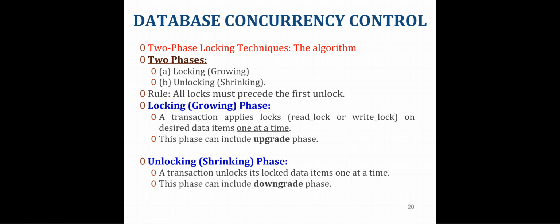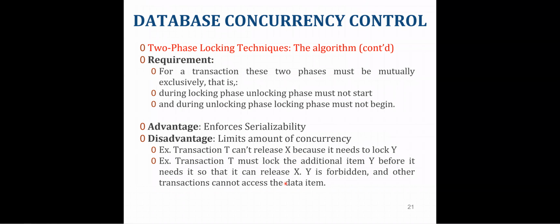Unlocking, shrinking. Let me read the definition with you. The transaction unlocks its locked data items one at a time. So you will unlock them one at a time. This phase is called the downgrade phase. And here's the requirement which I just showed you. For a transaction, these two phases must be mutually exclusive, that is, during the locking phase, the unlocking phase must not start. You cannot unlock while you are locking. You just keep locking until you finish, and then you can unlock.